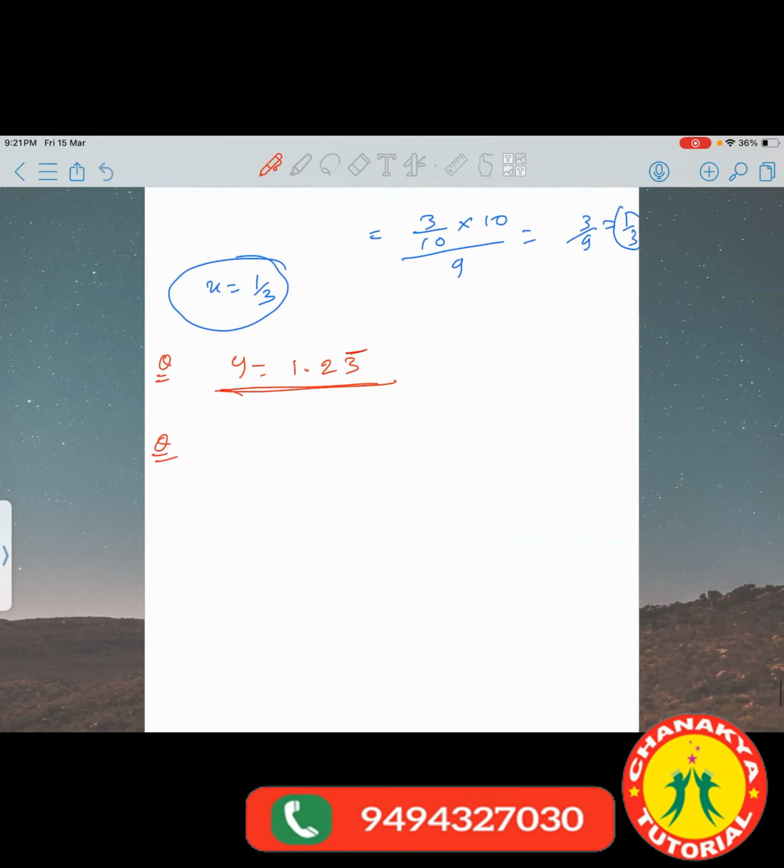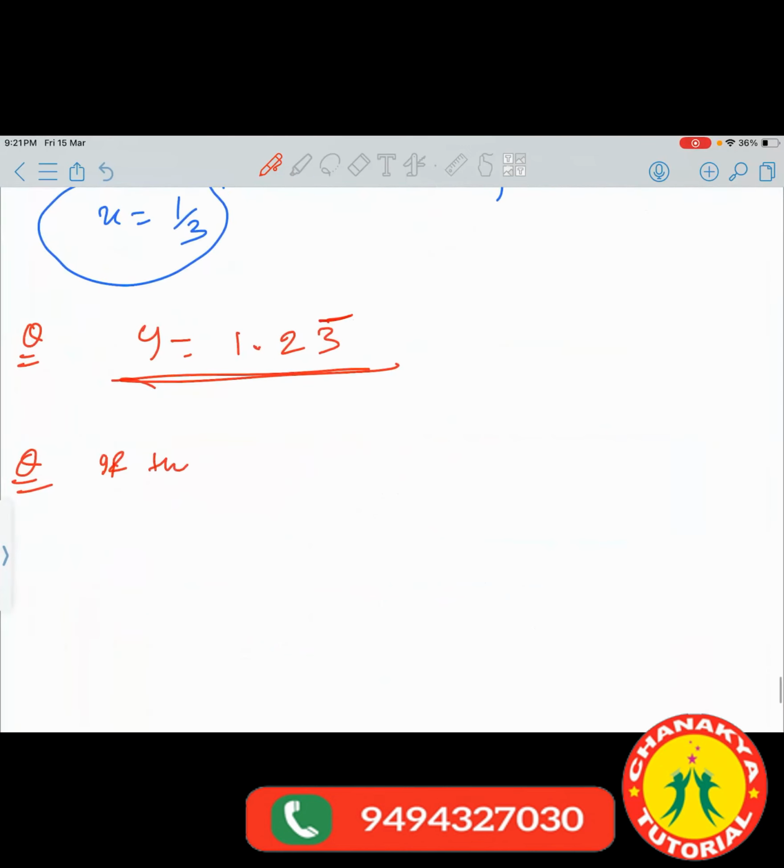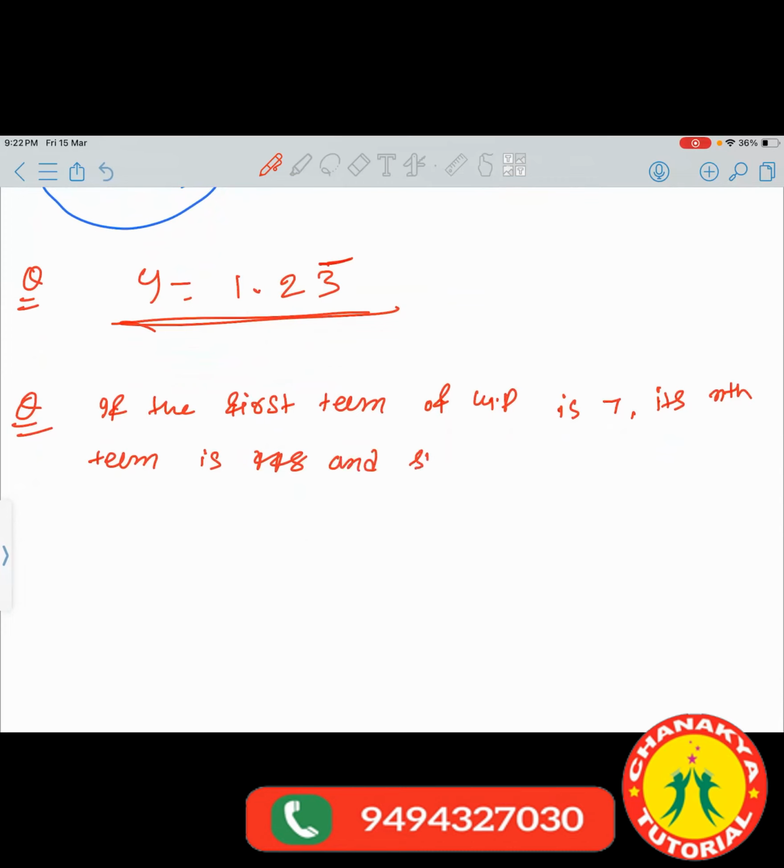I am doing one more question. If the first term of a GP is 7, its nth term is 448, and the sum of the first n terms is 889, then find the fifth term.